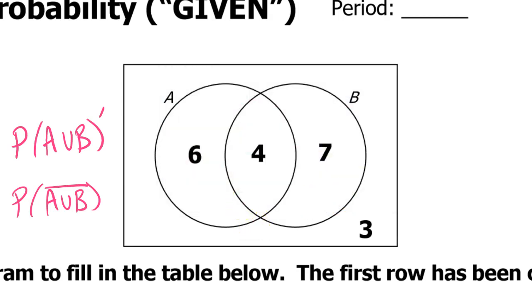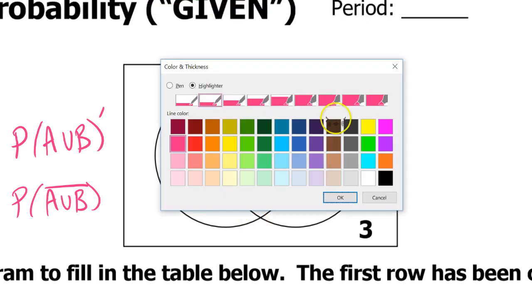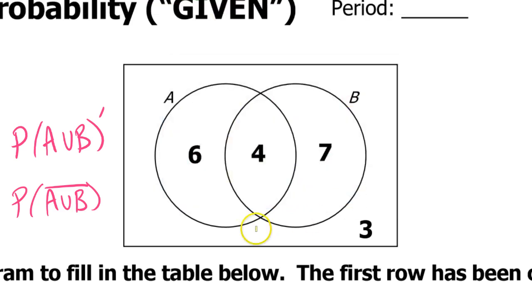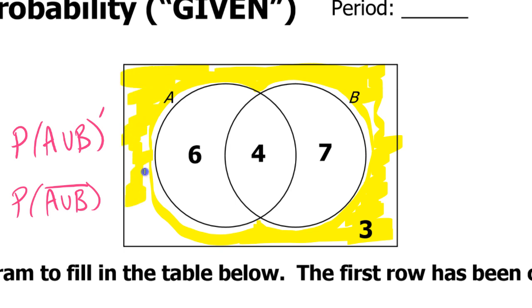So if we look at everything that's outside of A or B, we're talking about in this region out here. So you can pretty quickly see that there's only one number out here, and that is the number 3. Just going to do a little bit more coloring real quick. Alright, you get the idea.